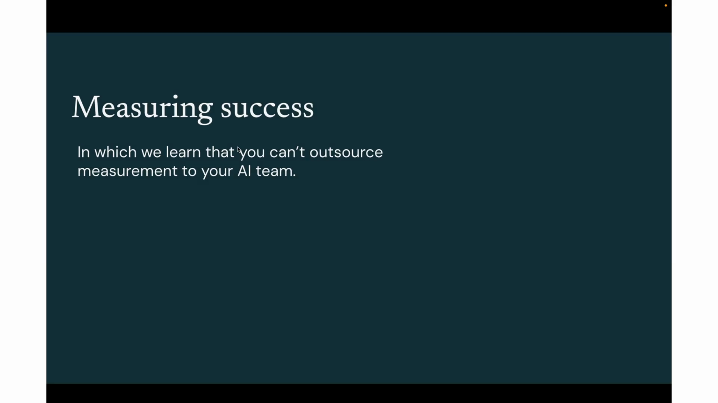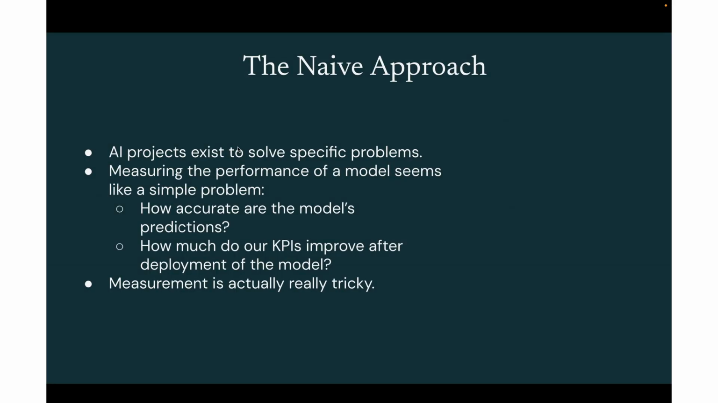So I'm going to talk about a problem that occurs when the leadership of the business outsources measurement of the success or failure to the AI or machine learning team. Typically what happens is that leadership ends up taking a kind of naive approach. They recognize that machine learning projects exist to solve specific problems, and measuring how well something has solved a particular business problem seems like a pretty simple thing to set up.